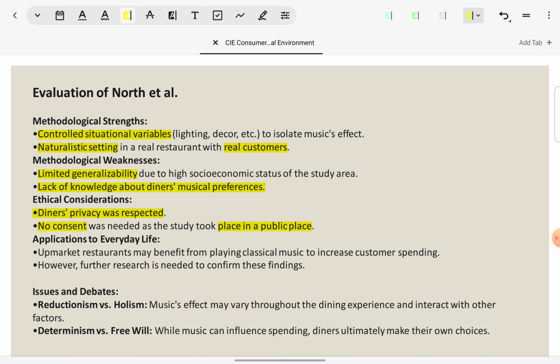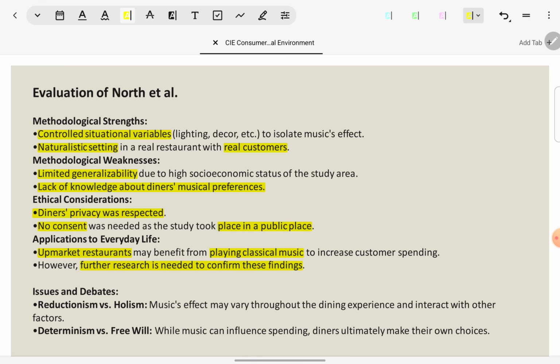Okay, coming to application to everyday life, there's excellent application of this study. At least upmarket restaurants can expect to benefit from playing classical music. It's not a very costly or complicated intervention that they have to do. Music can be played very easily. Most restaurants will have a provision for playing music already. So they just have to make a selection of classical music and play that. And that simple intervention can really increase their profits.